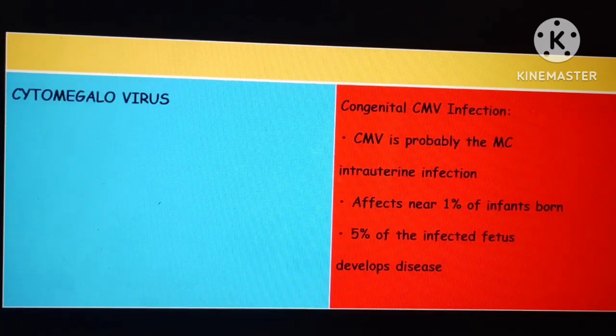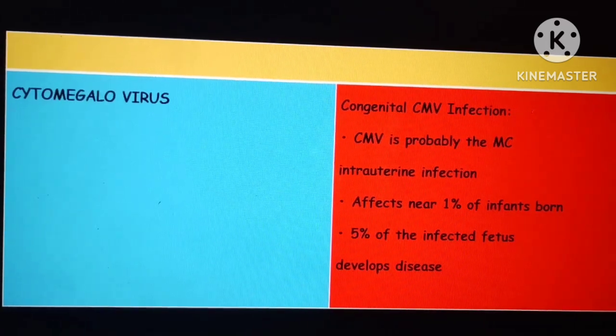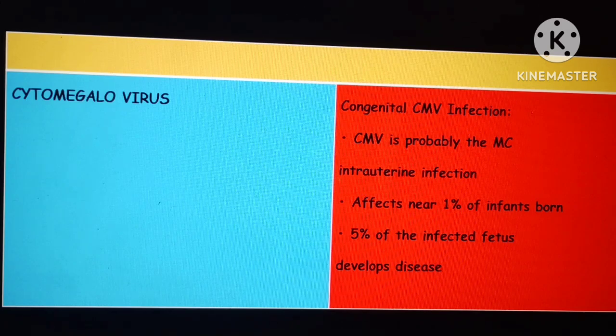Okay, so coming to cytomegalovirus. It is the CMV virus. It is the most common cause of an intrauterine infection and it usually affects 1% of infants, and then 5% of the infected fetuses will also develop disease.